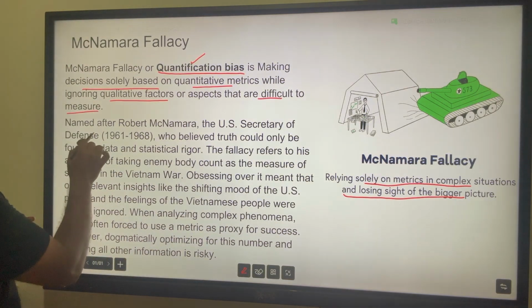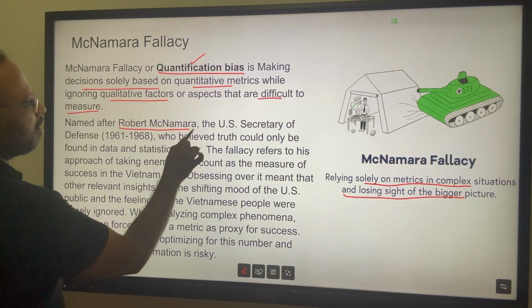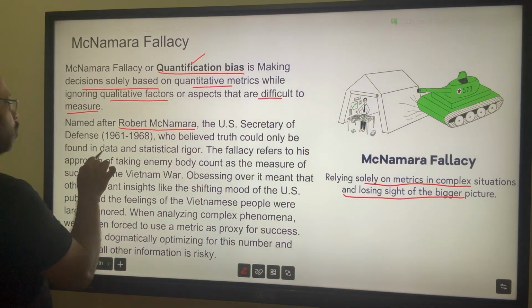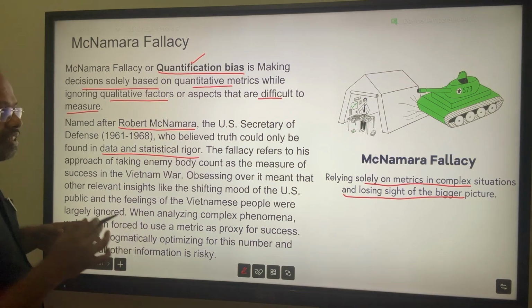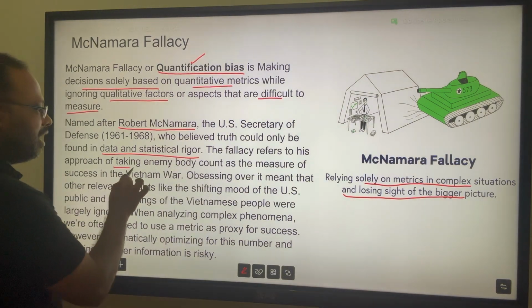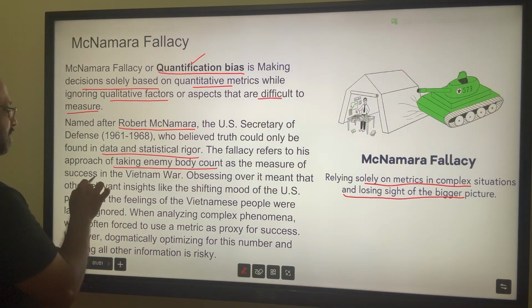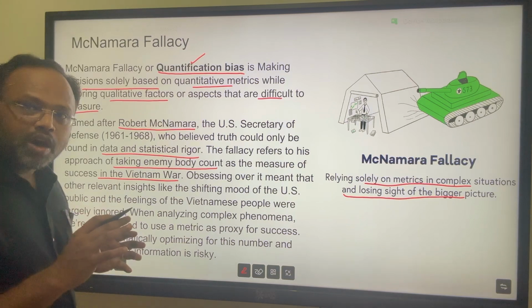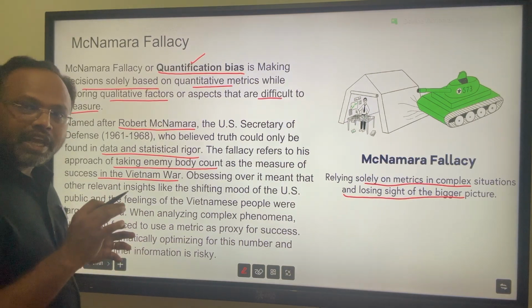The name McNamara fallacy has come from Robert McNamara. He was a US Secretary of Defense who believed truth could only be found in data and statistical rigor, that is, in numbers alone. So the fallacy refers to the approach of taking enemy body count as the measure of success in the Vietnam War. So he believed the success of the Vietnam War would be judged only from the count of the enemy's bodies.